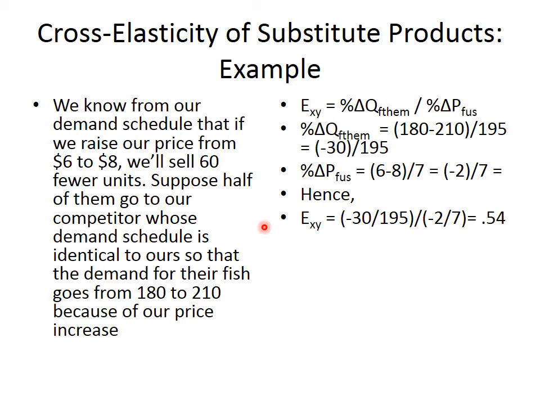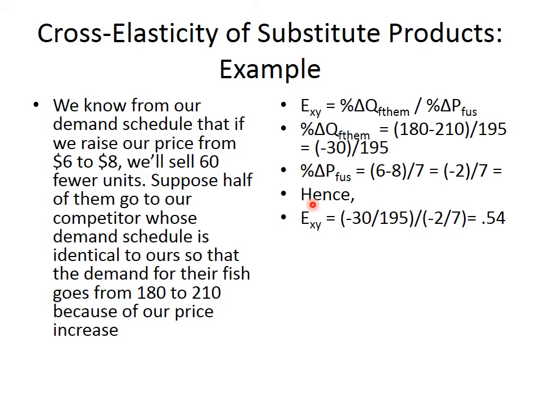The other half of the 60 is just going to give up their fish sandwich habit. Okay, we'll just assume that. But what this means is that our competitor, who faces the exact same demand schedule, okay, we're going to assume that our competitor's demand schedule is exactly the same as ours. Well, what that means is if they're selling theirs for $6, their demand is going to go up from 180 to 210 units. Okay, half our customers go over to them.